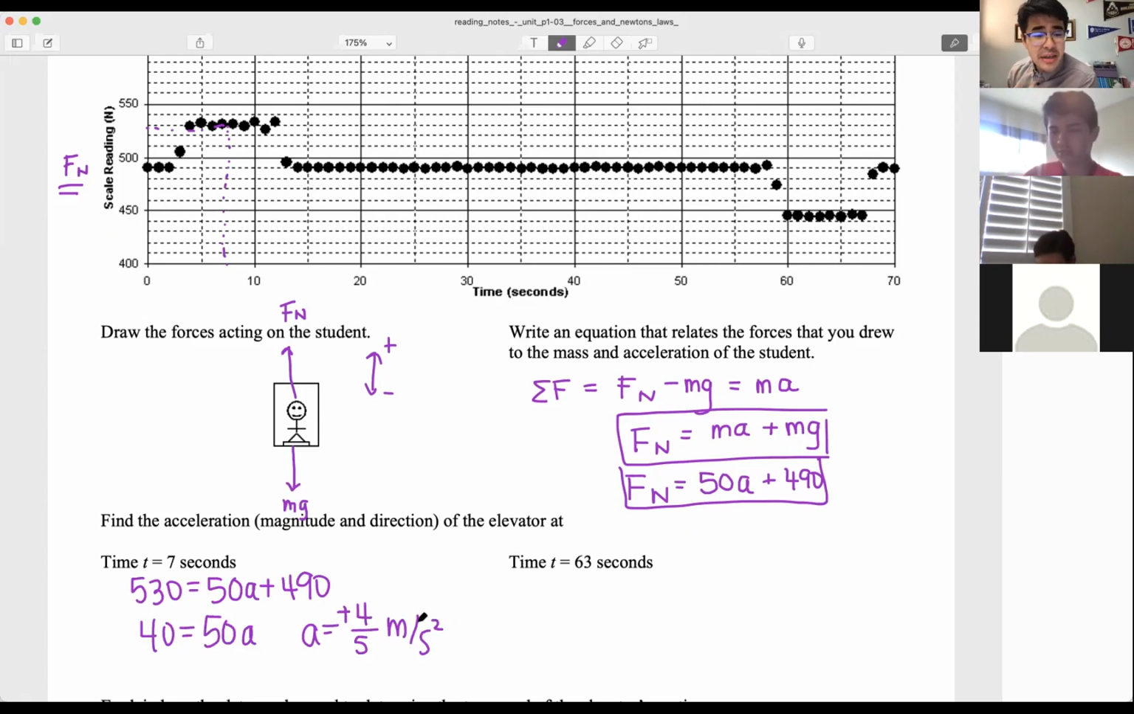So what is that telling us? That's telling us when the elevator is going up, you look heavier. And I'm sure you can recreate that in your mind, right? When you're going up in the elevator, you feel like you're pushing against the ground more, right?